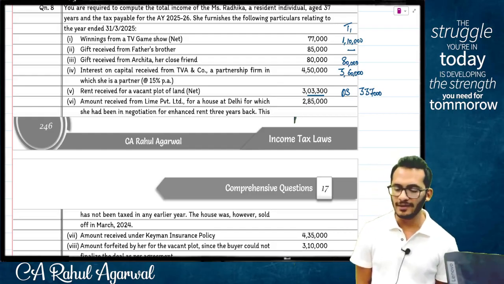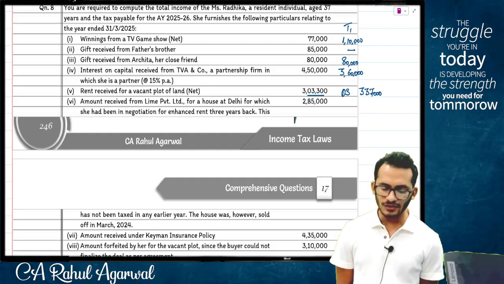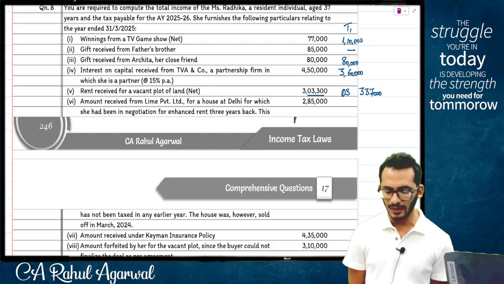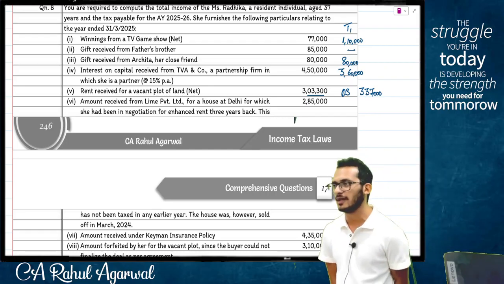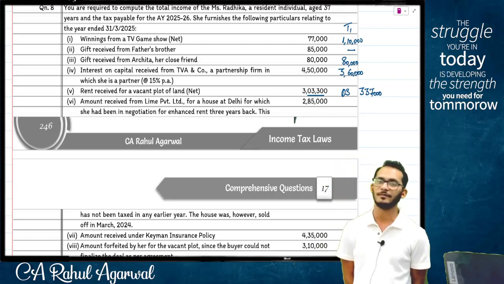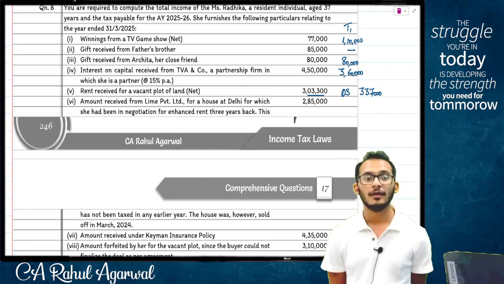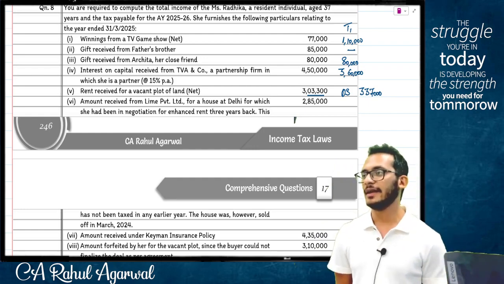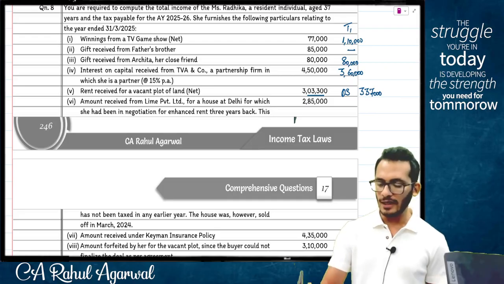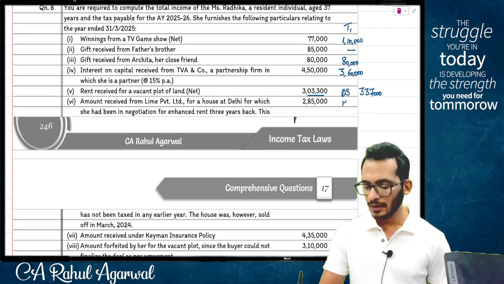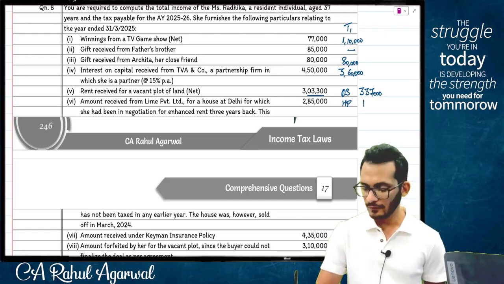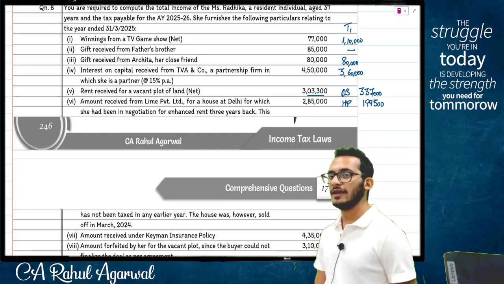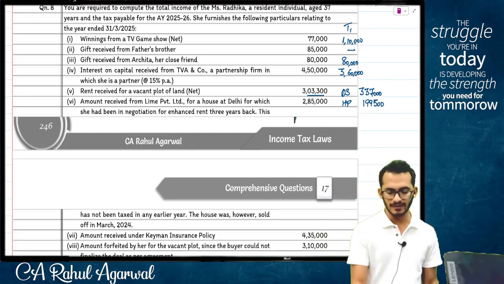Amount received from Lime Private Limited for a house in Delhi, in which she had been in negotiations for enhanced rent 3 years back. This has not been taxed in any earlier years. However, the house is not available because it has been sold off in March 2024, which is the previous year. This is taxable under the head HP. Very good. 2,85,000 is the taxable income, but I have to claim the deduction. The number becomes 199,500. Yes or no? Yes. This was the next thing I wanted you to check.